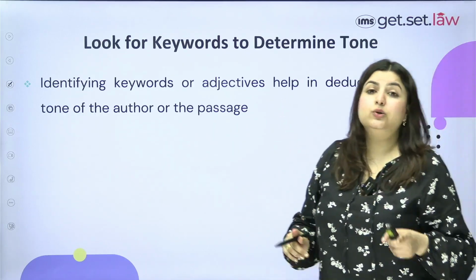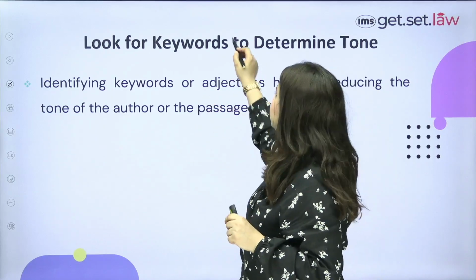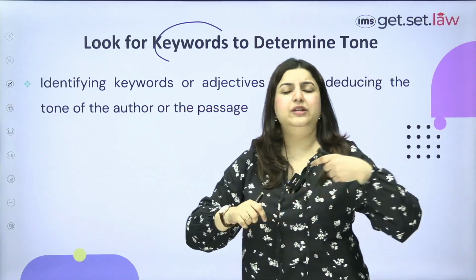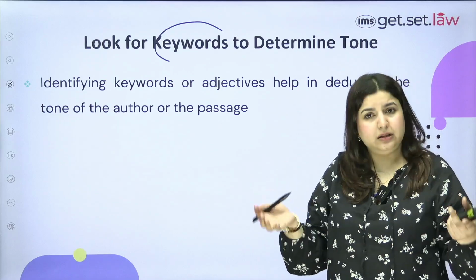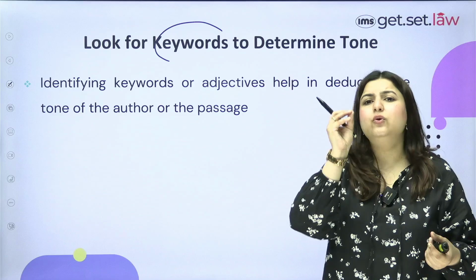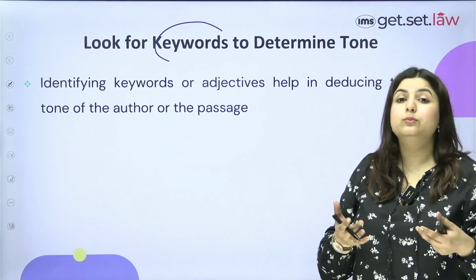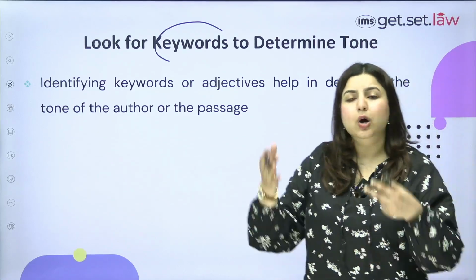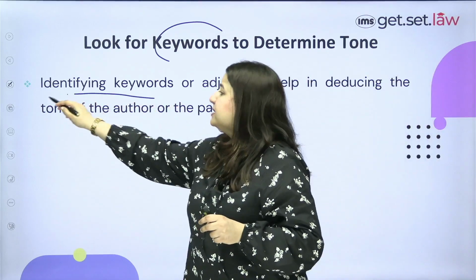Third one is always look for keywords. Even if you do not understand the passage, at least focus on the keywords. What are keywords? These are your adjectives. If there is a word livid mentioned, if there is a word called critical mentioned, if there's a word which is vindictive mentioned, just focus on the adjectives, especially if you know the meaning of the words. That will be all the more impactful. The adjectives will help you determine the stance of the author's attitude, which is nothing but the tone of the author or the passage, right?